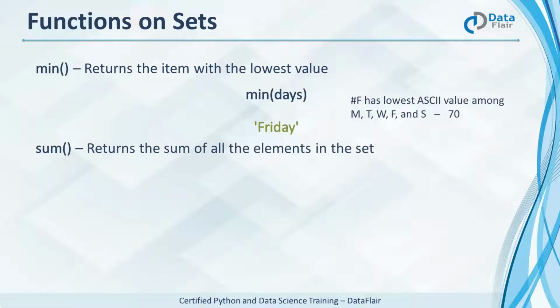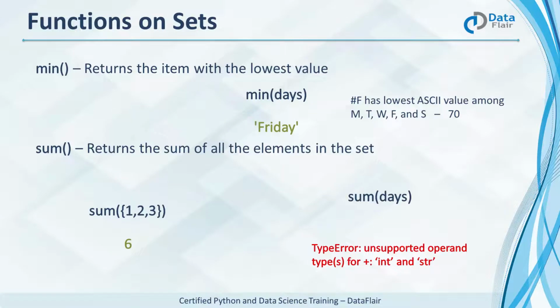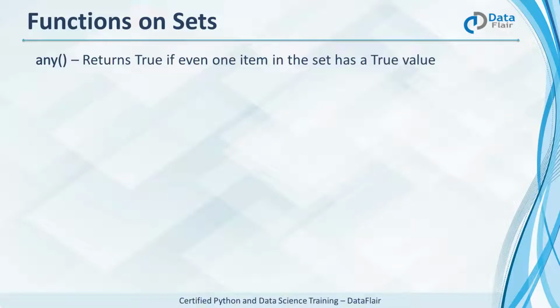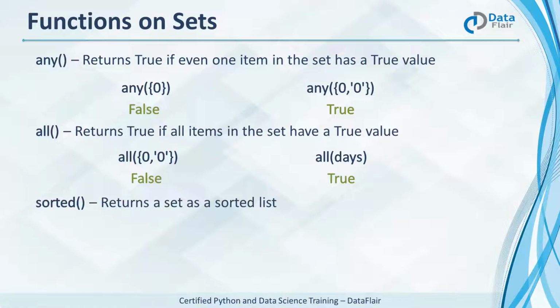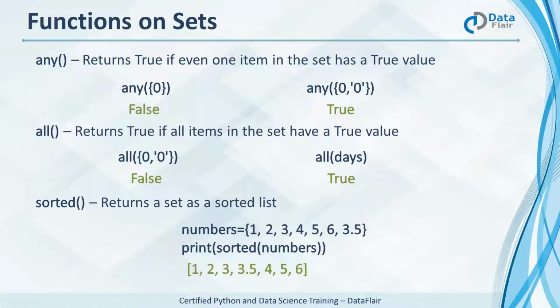Sum gives us the sum of all elements in the set. 1 plus 2 plus 3 is 6. And we cannot add strings to integers. If even one item in the set has a true value, any returns true. 0 is not true, but the string 0 is true. And all returns true only if all items in the set have a true value. 0 is false here, but days has all values true. Sorted returns the sorted version of a set. If this is the set numbers, this function returns its sorted version.